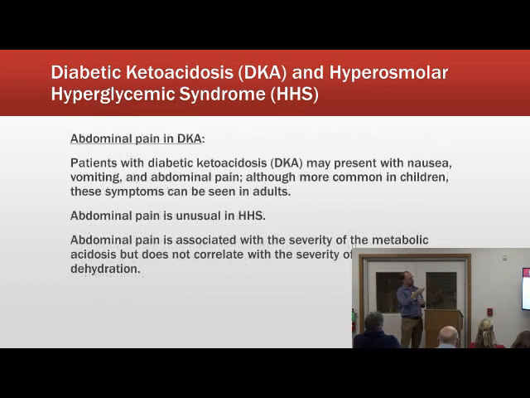One of the clues is abdominal pain. A lot of people with DKA will complain of abdominal pain, just because that ketosis seems to produce abdominal pain and nausea. So that's one clue. Usually you don't see that in HHS. And the abdominal pain, sort of the worse the acidosis, the more they might feel abdominal pain. It's not the blood sugar, it's the acidosis that does it.